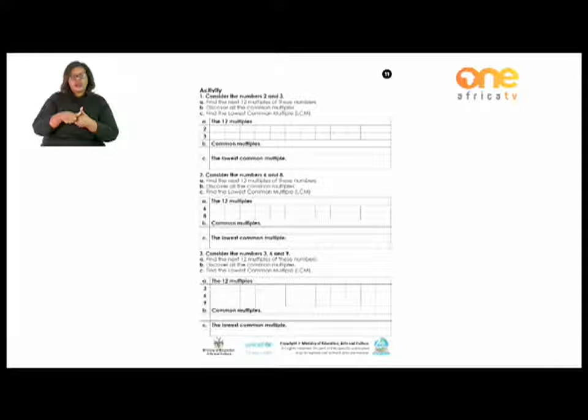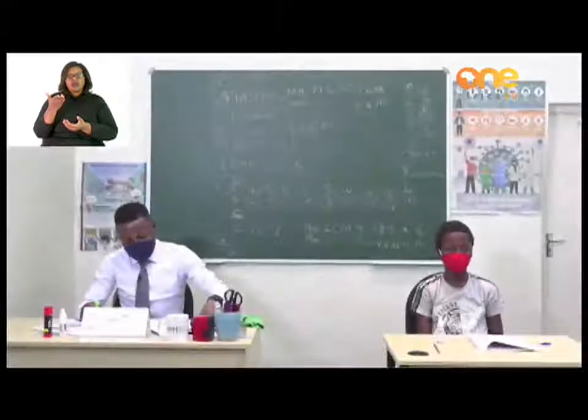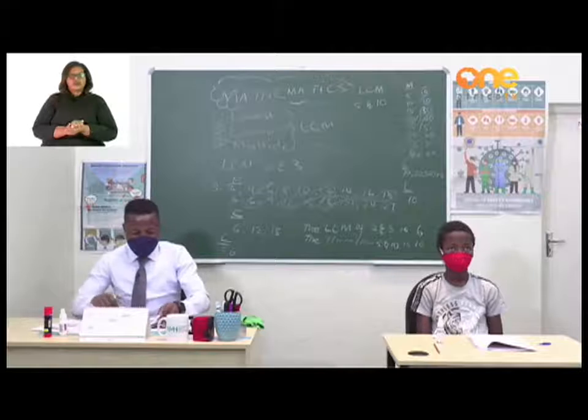Number 3, consider the multiples of 4, 6 and 8. Here the only difference is we are using 3 numbers, not 2 as we have been doing. It's not difficult, there is nothing to panic about. All you have to do is A, find the next 12 multiples of these 3 numbers. B, discover all the common multiples that you can find in all these 3 numbers, and then find the lowest common multiple. You can do this activity and you are going to get it right.